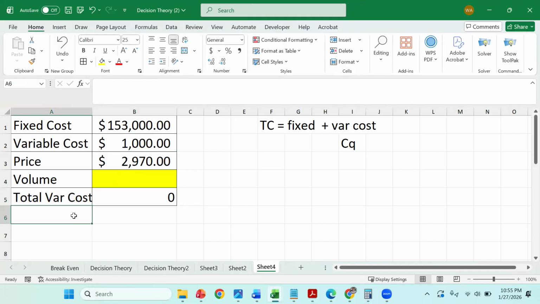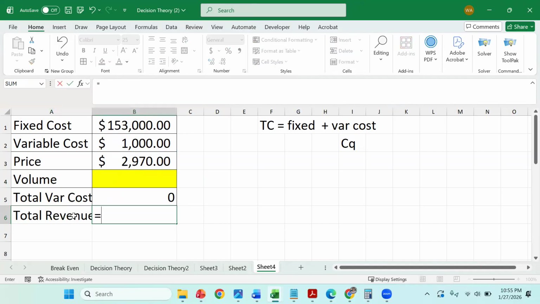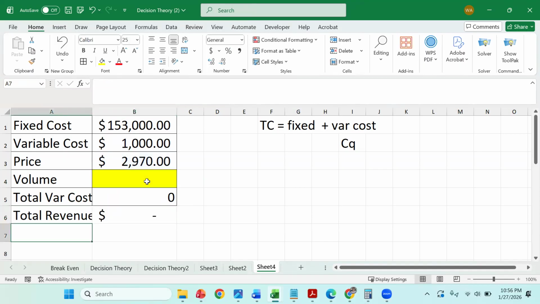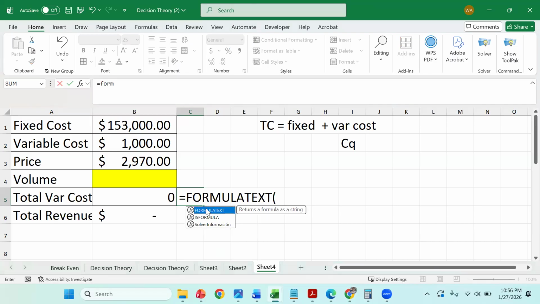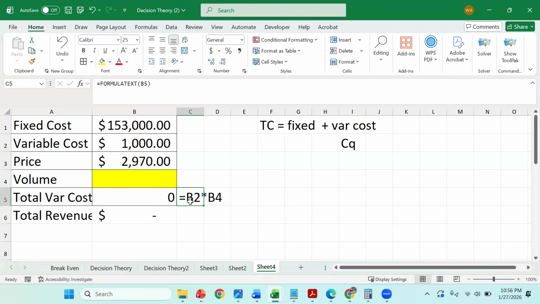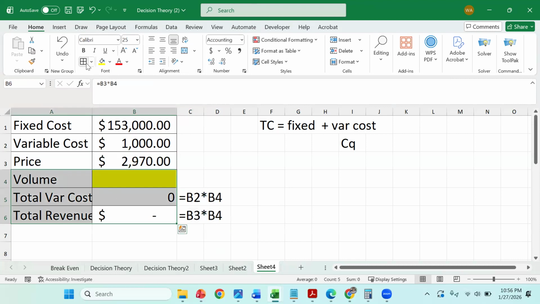The last thing that I'm going to add here is a formula for total revenue. And this would be a function of the price multiplied by the total volume. Okay. And let me put here some formula text to guide you. Okay. So now I'm ready to go into Solver and have Solver figure out the one missing variable here, which is my total volume.